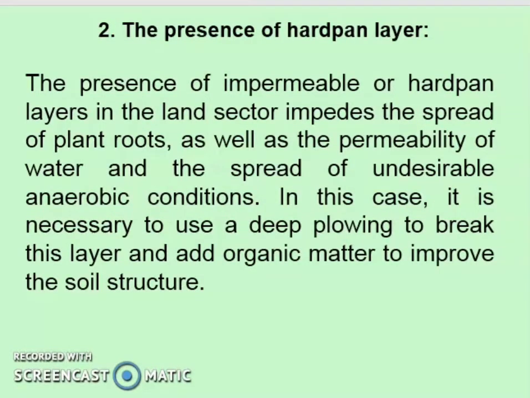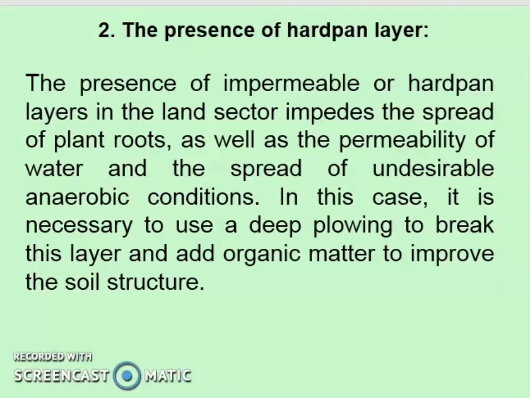The presence of hard pan: sometimes there is an impermeable hard pan layer in the land that impedes the spread of plant roots, as well as the permeability of the water, and leads to the spread of undesirable anaerobic conditions. The presence of hard pan leads to unfavorable or anaerobic conditions.